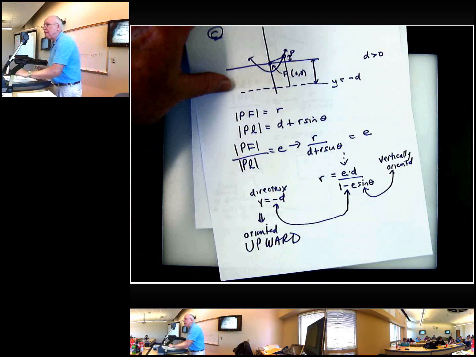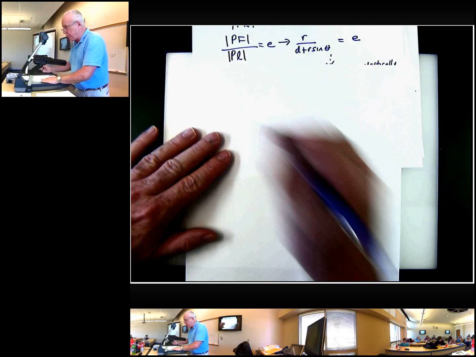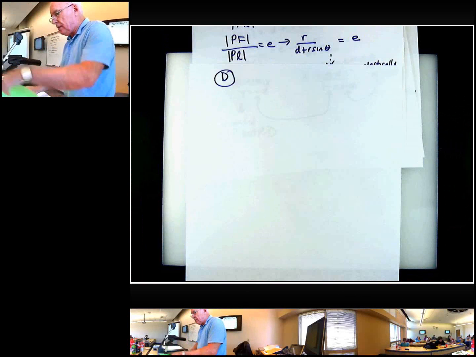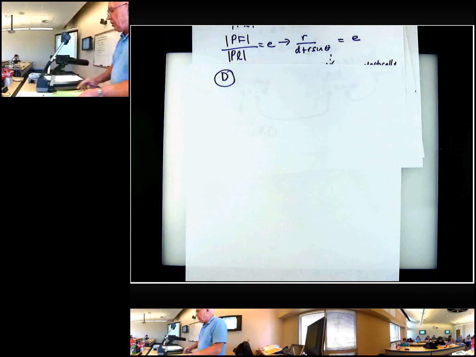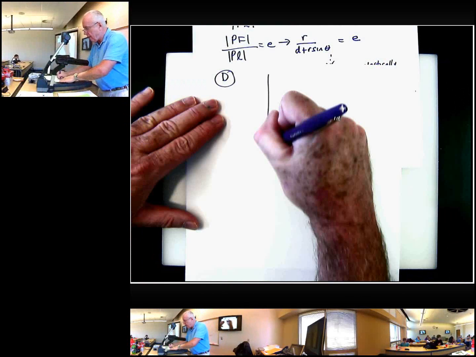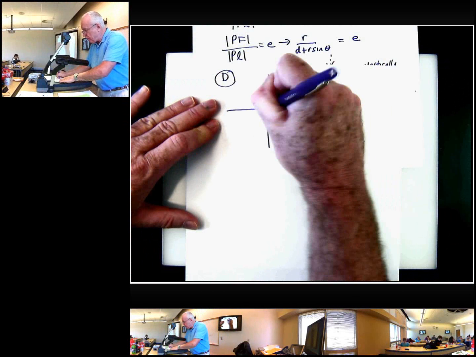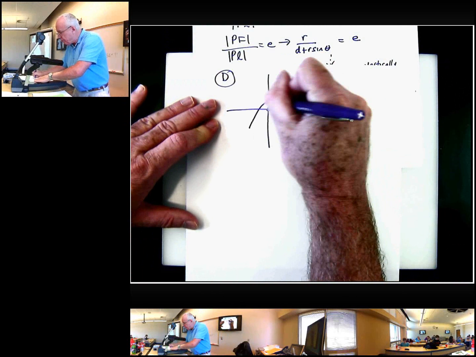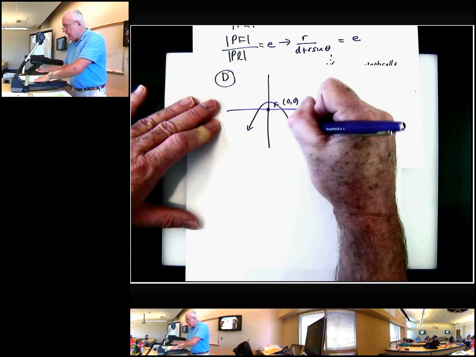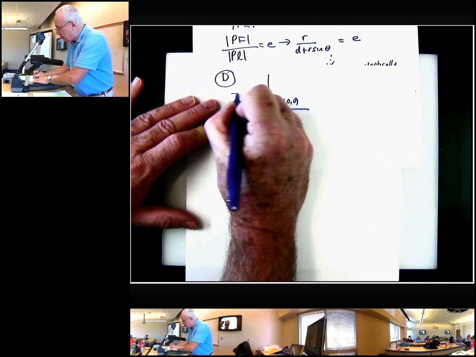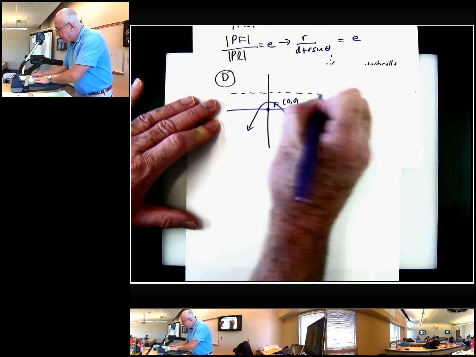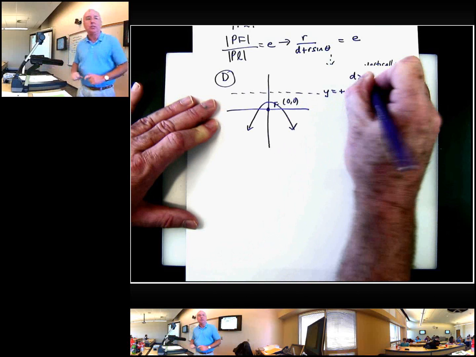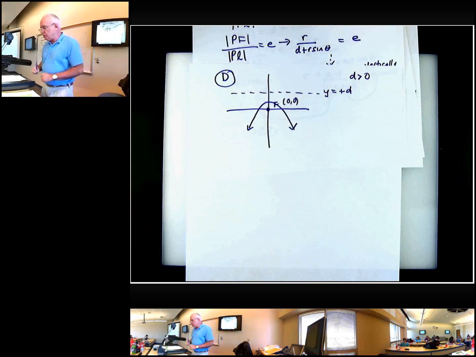I'll put all these up as a summary once we're finished with this last case. Case D then is again vertically oriented. Here we have the focus at 0, 0. This time it's downward, and so the directrix is going to be up here, and that'll be y equals plus d. Again, d is considered positive, greater than 0.